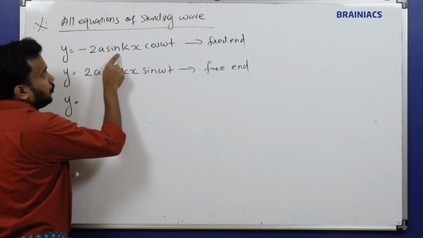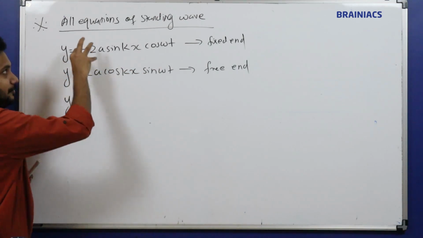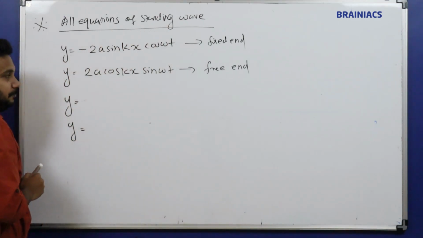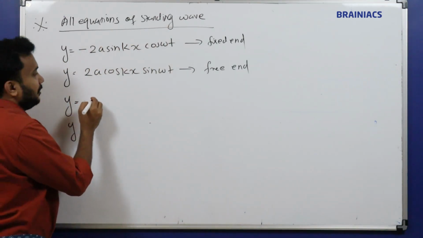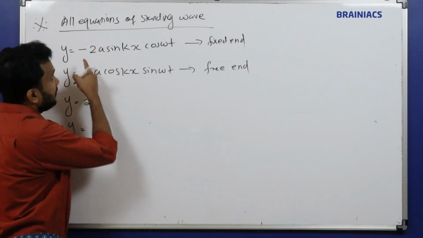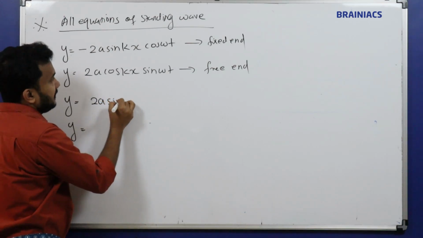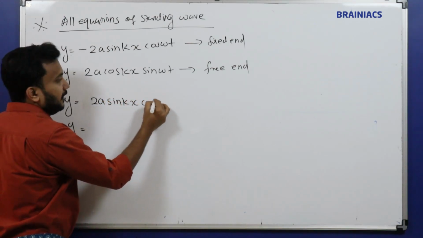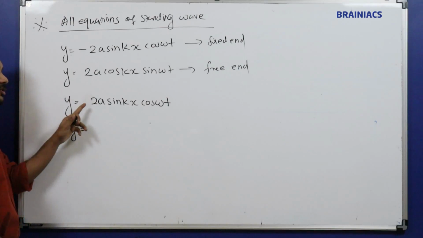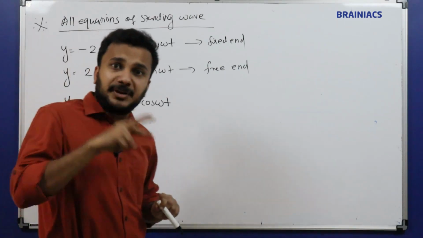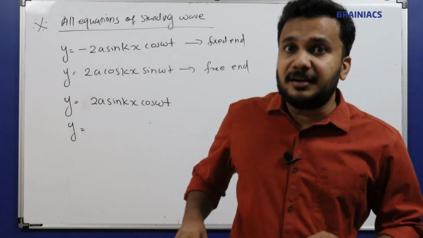Now, minus 2a sin kx cos omega t. That is the fixed end reflection formula. A fixed end reflection formula can also come if plus becomes minus and minus becomes plus: 2a sin kx cos omega t. This is correct. This can also be derived.